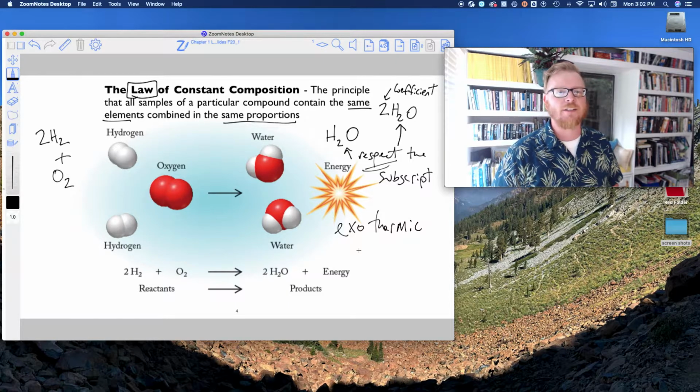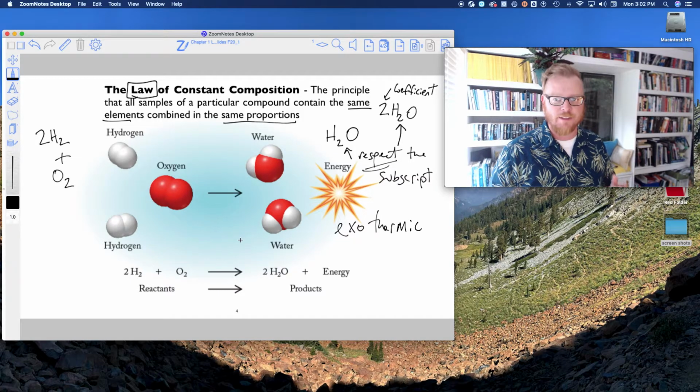So this is the law of constant composition. I'm really taking my time with the slide, and it might seem like a simple idea, but later on, when our chemistry starts getting a lot more complicated, I want you to go back and remember this law of constant composition. Same elements combined in the same proportions. Okay, moving along.